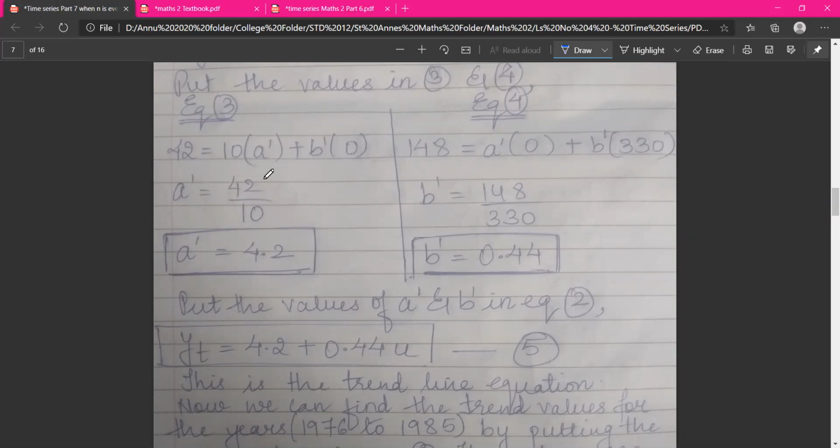So a dash का value आता है 42 upon 10. So a dash you get it as 4.2. Similarly, 148 is equal to a dash into 0 plus b dash into 330. So b dash का आंसर आता है 148 upon 330. So the total answer is b dash is equal to 0.44. As I told you, after decimal, if you take 2 digits also, it's okay. There's no need to go on and on.